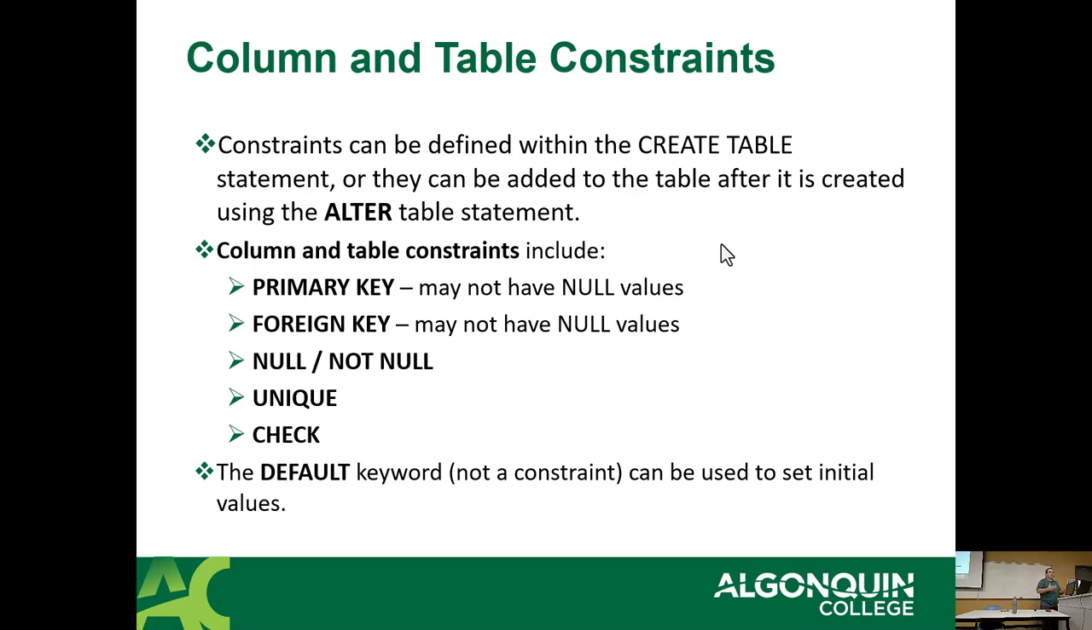There are constraints that include things such as primary key. That's a word you guys should know by now. A foreign key. That's also another word you guys should know by now. Null and not null. That's whether something is required or not. Is it unique? Is it a check constraint? The default keyword, which is technically not a constraint, but you can set initial values with it.